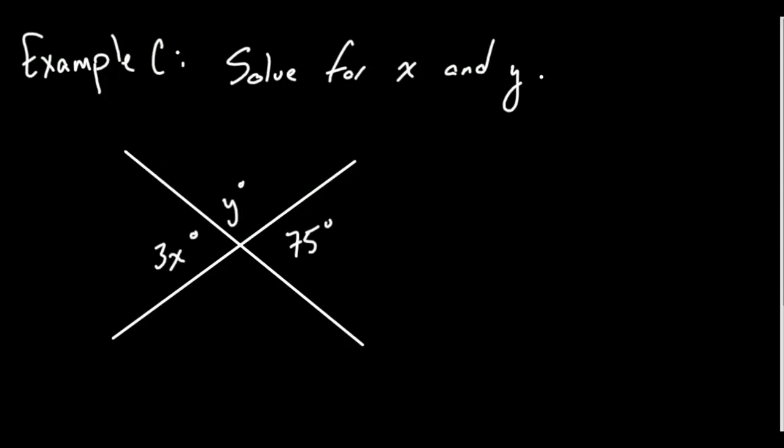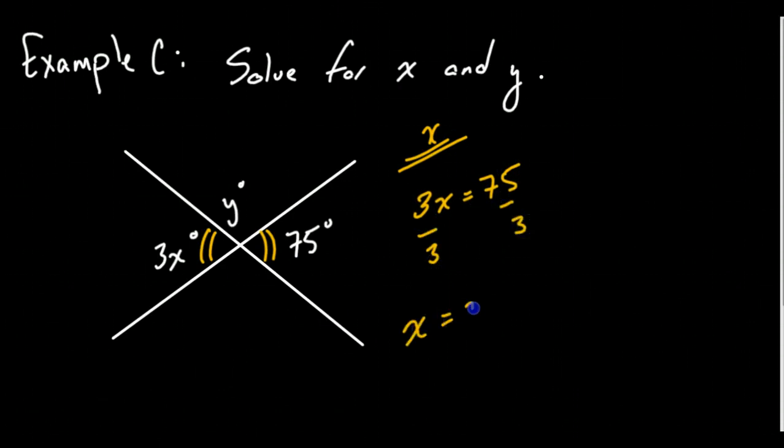Another one here. We've got 3x, we've got y, and 75. Now this is kind of a trickier one here. Some people are tempted to say, oh, I know, it's 3x plus y equals 180. But that doesn't help us just yet. We need to figure out one of those angles. We know one. 3x is congruent to 75. So to solve for x, I'm just going to say 3x equals 75. They're congruent, they're vertical. Divide each side by 3. You get x equals 25.